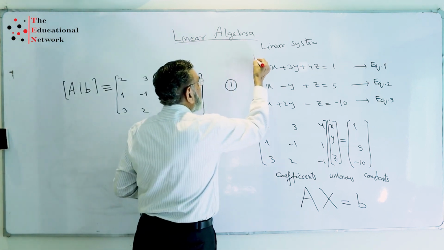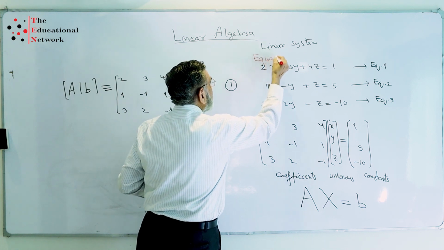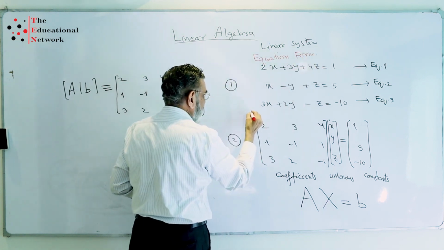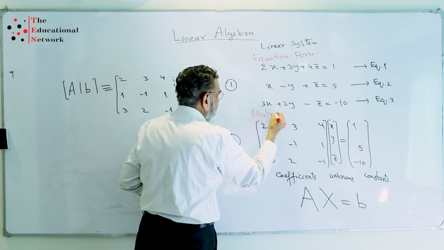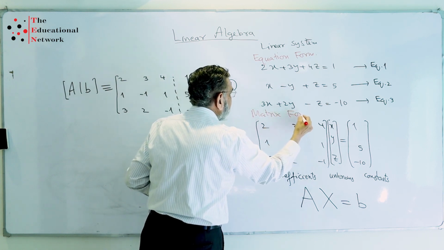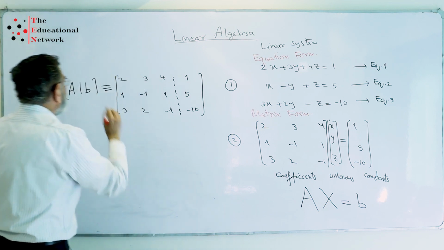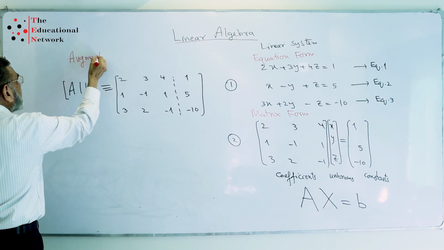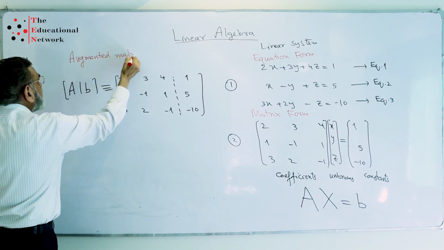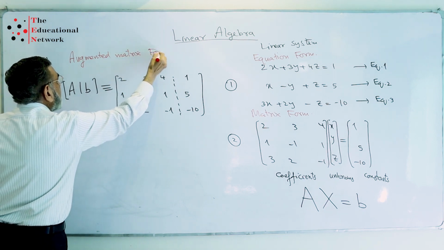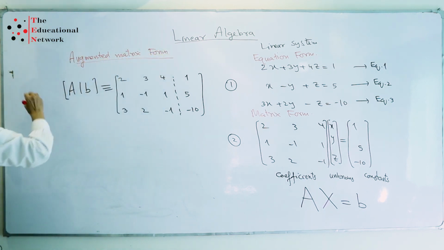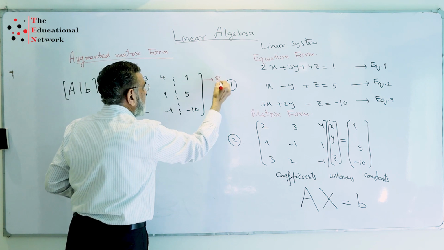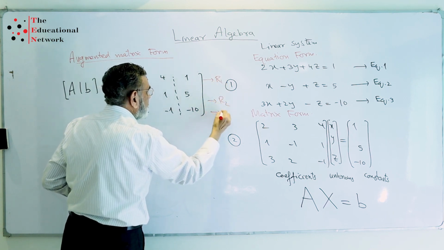This form is my equation form: linear system in equation form. This form is my matrix form. I write my system in matrix form, and here I give it the name augmented matrix form. We mostly use this augmented matrix form for solving our problems. This is my row 1. This is my row 2. This is my row 3.